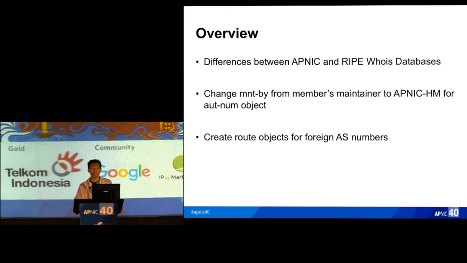In today's update, I will talk about 3 items. First is the difference between APNIC and RIPE NCC Whois database. Then I will talk about the change from member's maintainer to APNIC-HM for AS number objects. And last, I will talk about creating route objects for those 4-byte AS numbers, meaning if your AS number is not under APNIC management and you want to create a route object in the APNIC Whois database, what we are going to do with that.